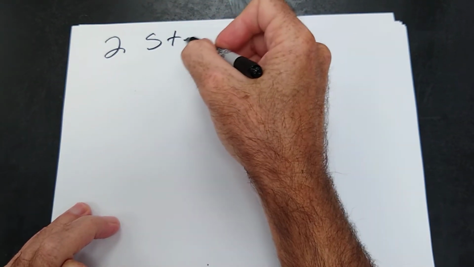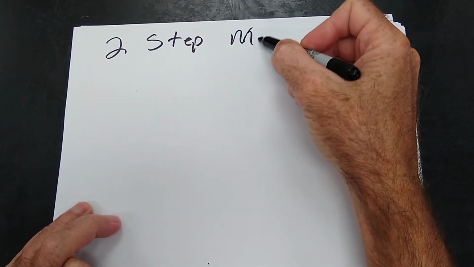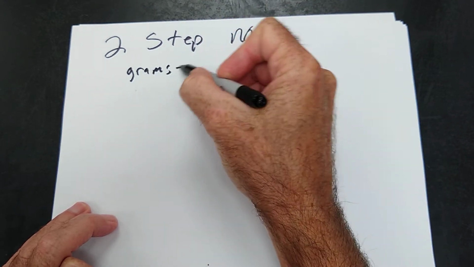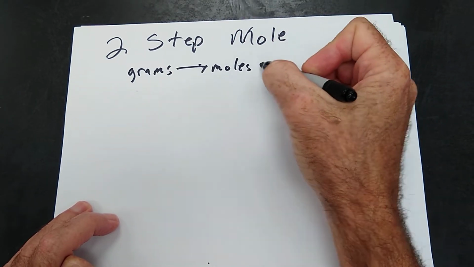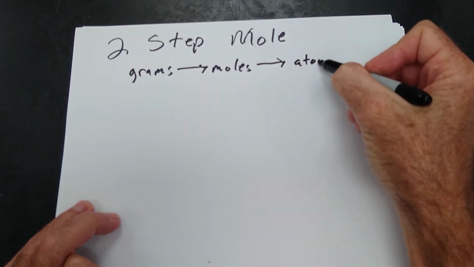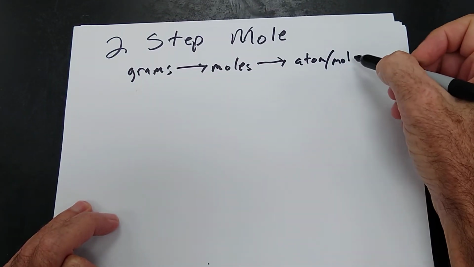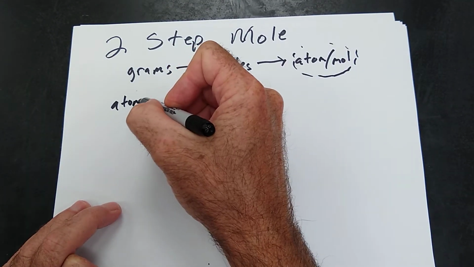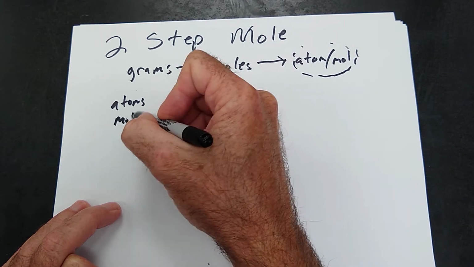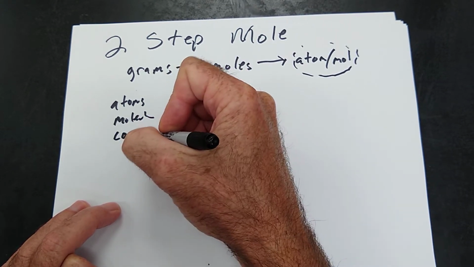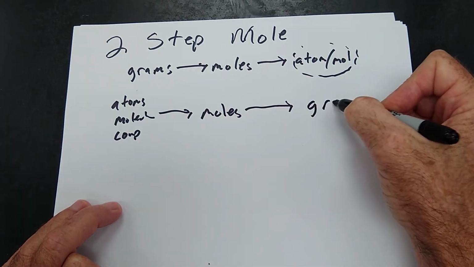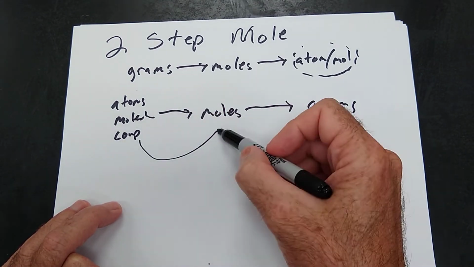What's up, people? We're going to do an Ed Puzzle now on two-step mole problems, okay? And that is when we go from grams to moles all the way to atoms or molecules or compounds, the big number. Or when we go from atoms, molecules, compounds to moles all the way to grams. So there's two steps, 1, 2.